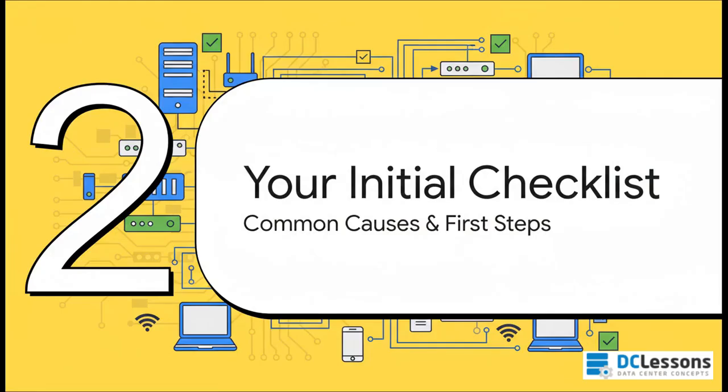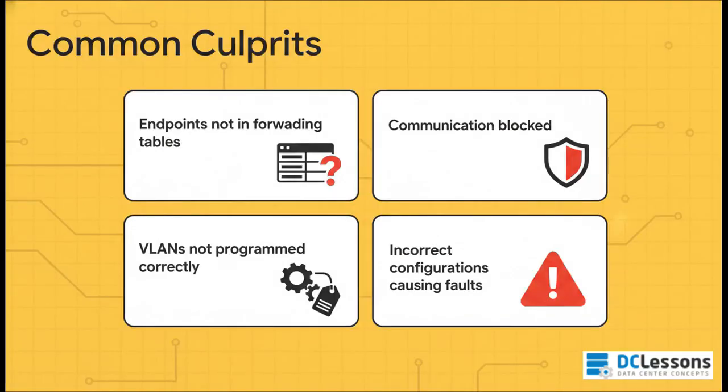Okay, before we start diving super deep into the fabric's guts, we need to check the basics. Think of this as the initial triage, the low-hanging fruit. A surprising number of connectivity issues come from just a handful of common problems we can check out pretty quickly. And these 4 culprits right here, they account for, I'd say, the huge majority of unicast forwarding problems.